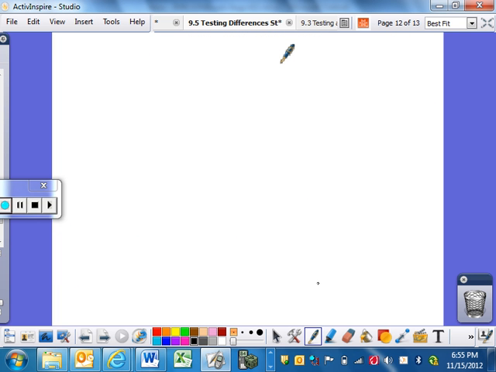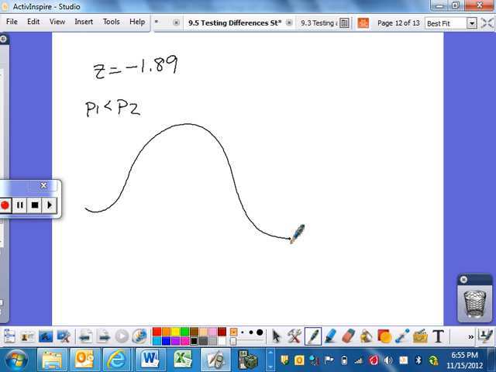So now I know that I have a z-score of negative 1.89, and I know that my alternate hypothesis is that P1 is less than P2. If that's the case, that's a left-tailed test. My z-score is negative 1.89, and I'm looking for a left-tailed test. This is sweet because I'm using a z-score, and my z-score table happens to give me all of that information. So when I go in and find that, this number is 0.0294. Okay? So I know that from the table.